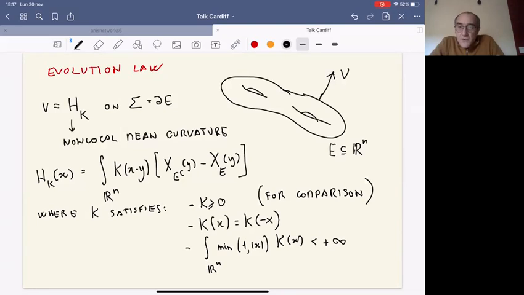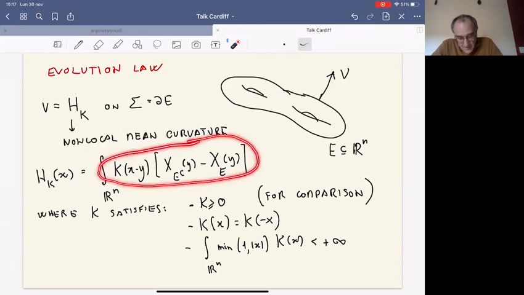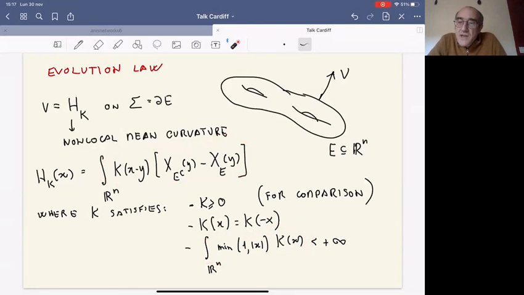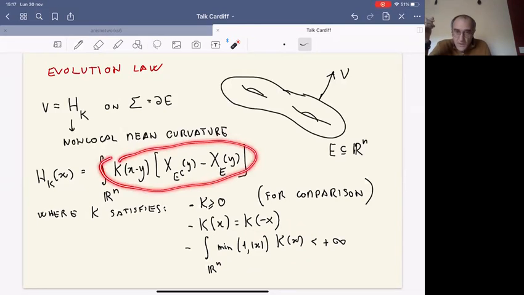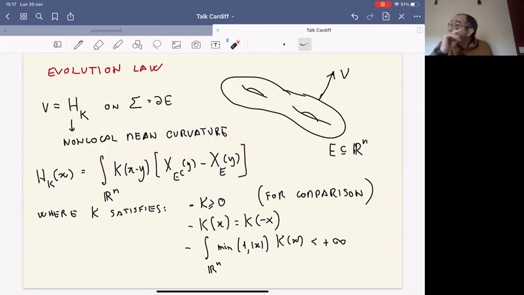Okay, of course, if k is in L1, which means the integral of k is finite, this has perfect sense, because I integrate the kernel on the complementary minus the integral of it. Here I'm just saying that I can allow kernels which are a little bit more general than L1, and still, since there is a difference here, this integral makes sense in a generalized sense, because of course this integrand here is not L1.